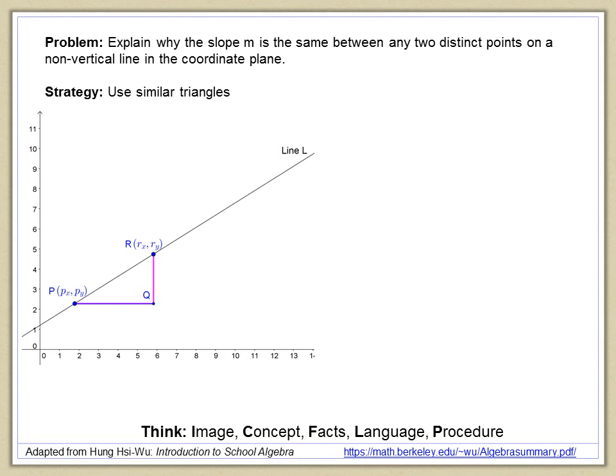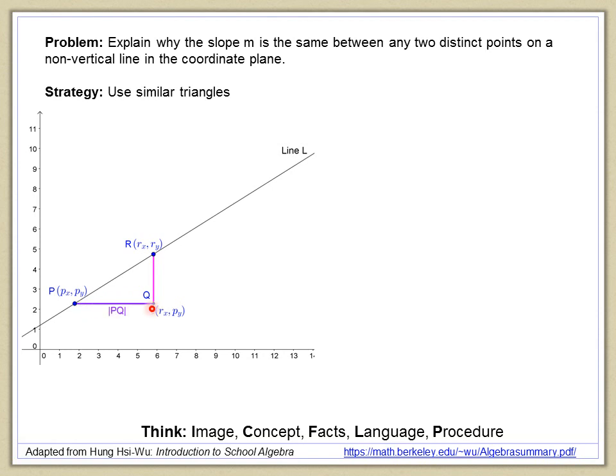Now Q, if you think about its coordinates, the x-coordinate of Q is the same as the x-coordinate of R, and the y-coordinate of Q is the same as the y-coordinate of P. So Q has coordinates Rx and Py. Now what we want to do is figure out what the slope is for this line. And as you recall, the slope is generated by the ratio of the length of the vertical to the length of the horizontal segment of the slope triangle.